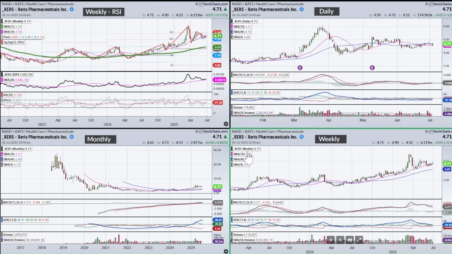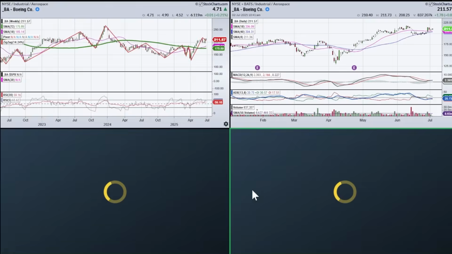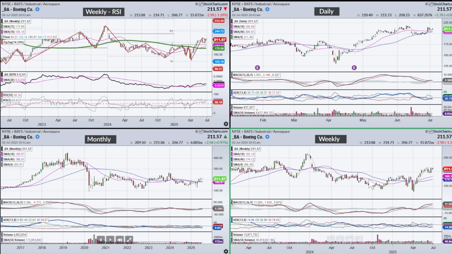All right, let's start doing a little bit of rapid fire, looking at this BA. Look at what's taking place here. I'd be watching for a little bit of a pullback.